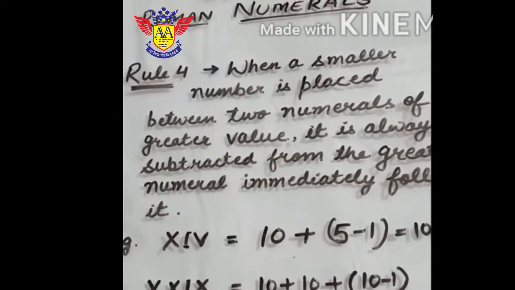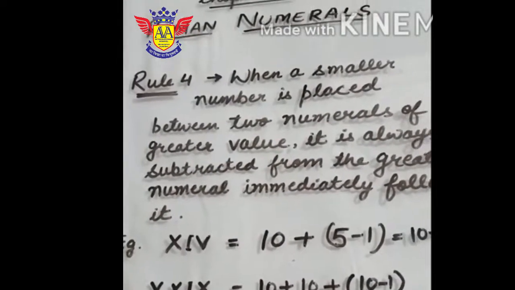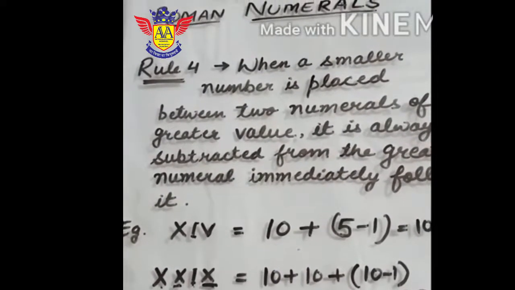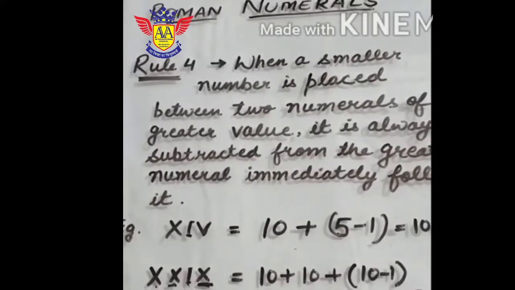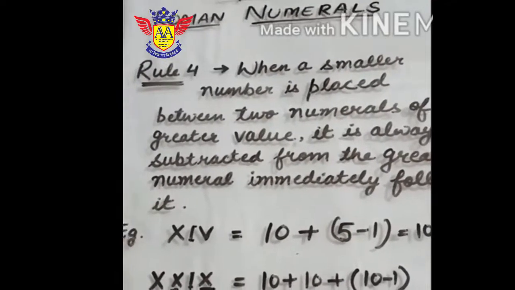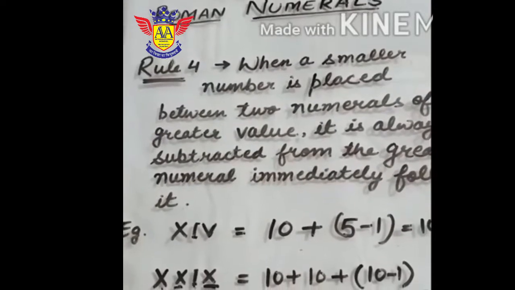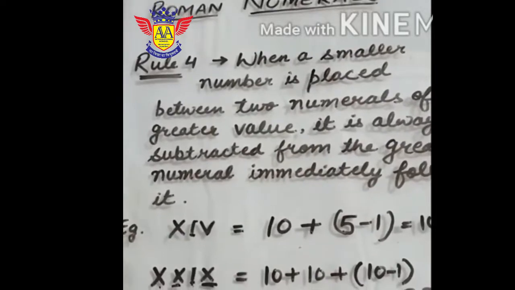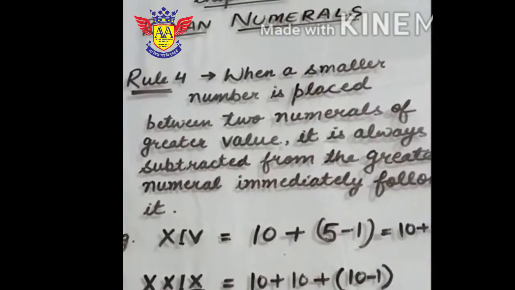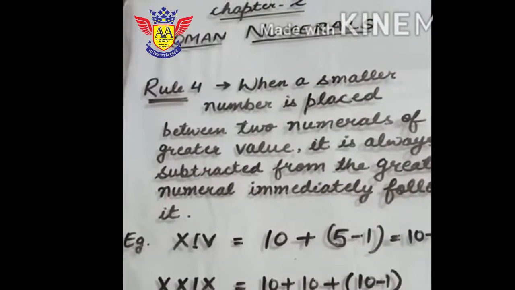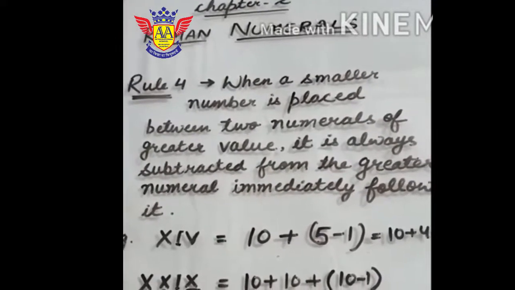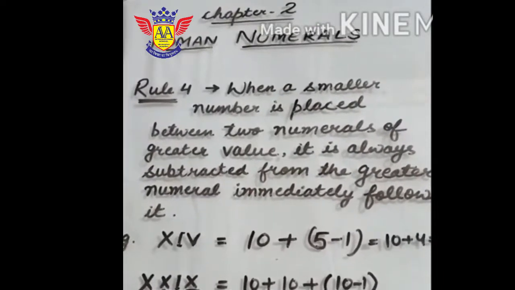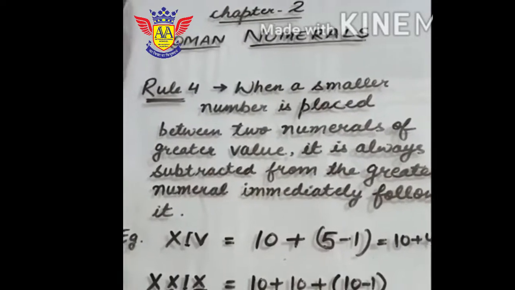Do one more example. Here we know that C stands for 100, X stands for 10, this X stands for 10, and I is the smaller, in between two greater numerals. Start writing. C stands for 100 plus 10 plus 10 plus. This is the smallest and it is immediately followed by V, so we write here 5 minus 1 because V stands for 5 and I stands for 1. So this answer will become 124.